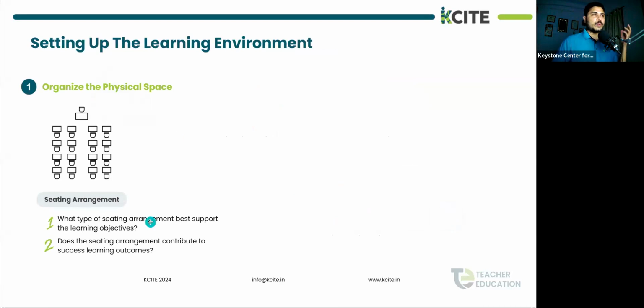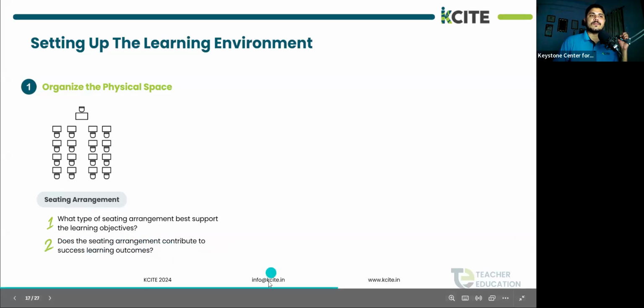And there are a couple of questions that I've kept here. Whatever the type of seating arrangement you have, I'm not recommending to you to have this type of seating arrangement in your classes. It can be in any way you want. So that's just an example. What type of seating arrangement best supports the learning objectives? Does the seating arrangement contribute to successful learning outcomes?